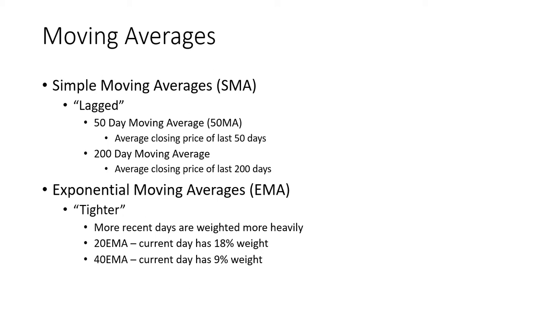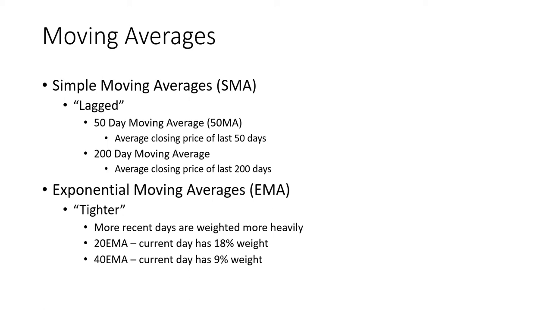Let's start talking about a 50-day moving average, also known as a 50 MA. Now, to figure out a 50 MA, all you're going to do is take the closing price over the last 50 days and divide it by 50. So in other words, just take the average closing price of the last 50 days. That will give you the 50-day moving average. Same thing if it's a 200-day moving average, you simply take the average closing price of the last 200 days.